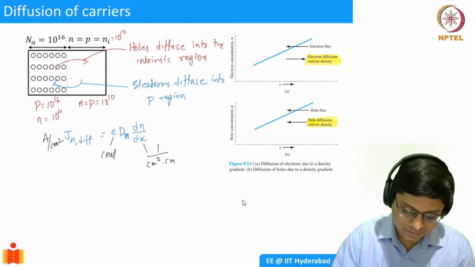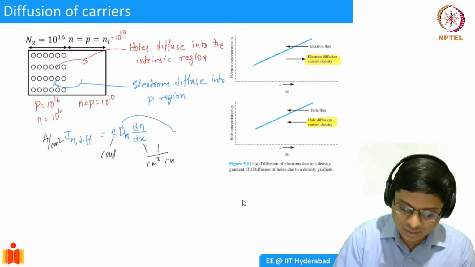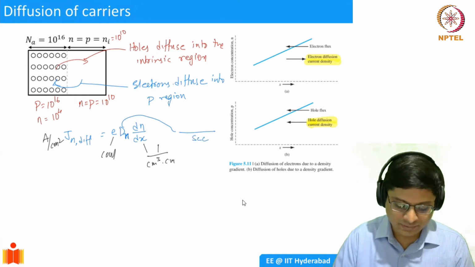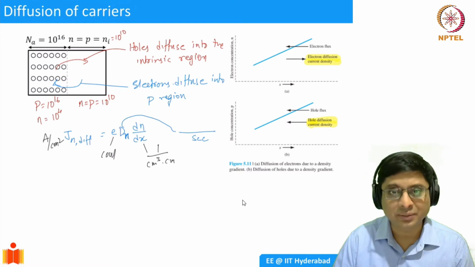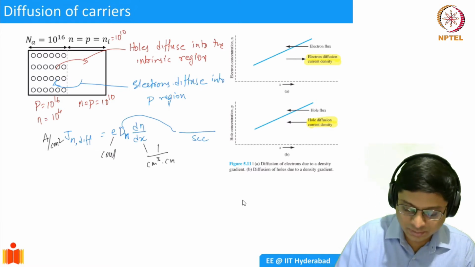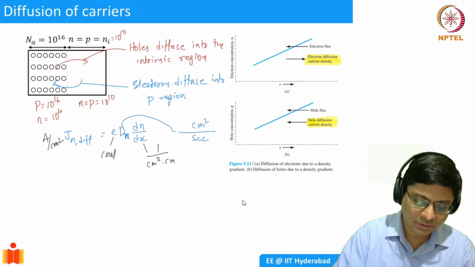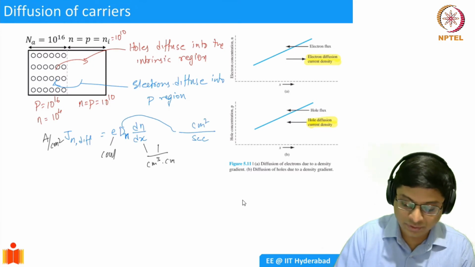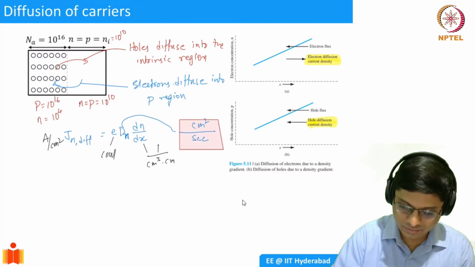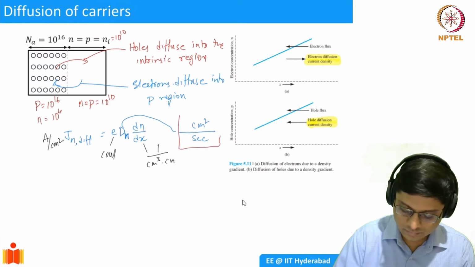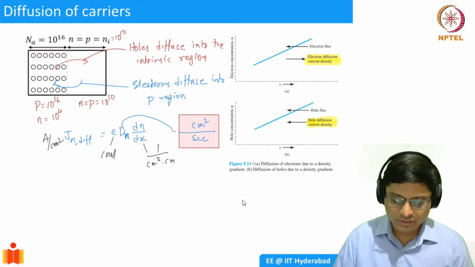D has to have a second in the denominator, because coulombs per second is going to give an ampere. And then on the left hand side you have centimeter square, on the right hand side you have centimeter to the power 4, so it has to be centimeter square. So the diffusion coefficient has units of centimeter square per second. Yeah, so these are the units.